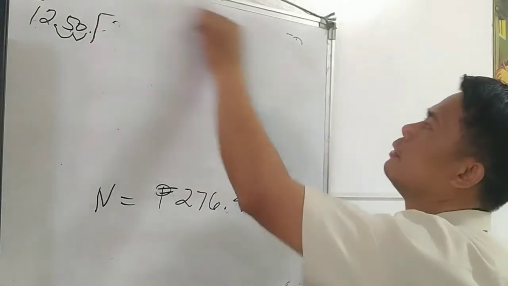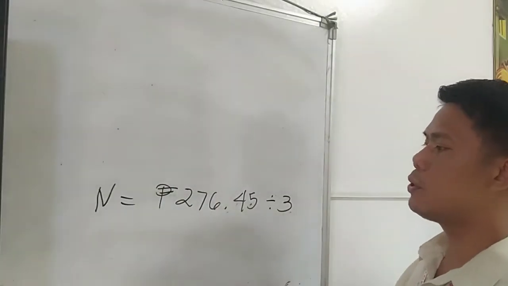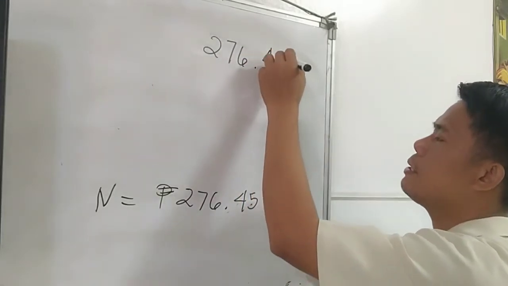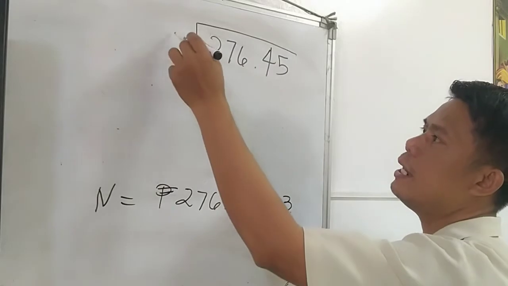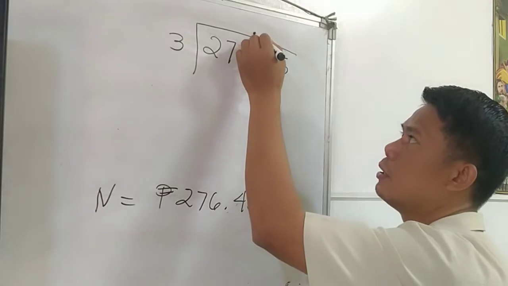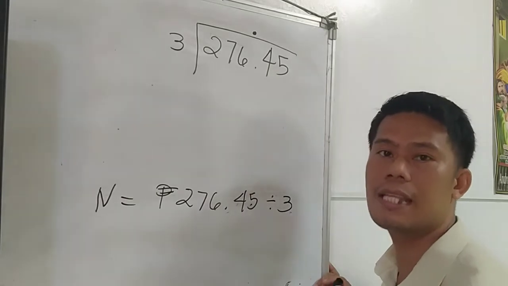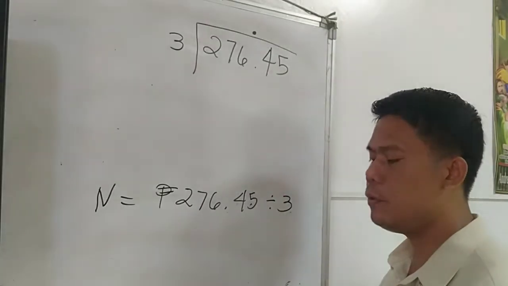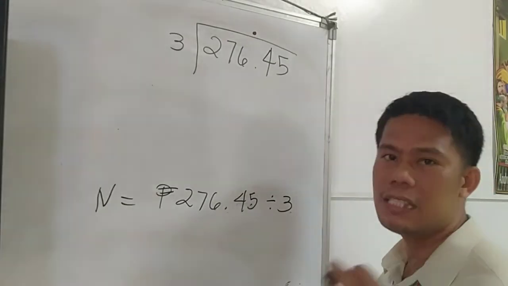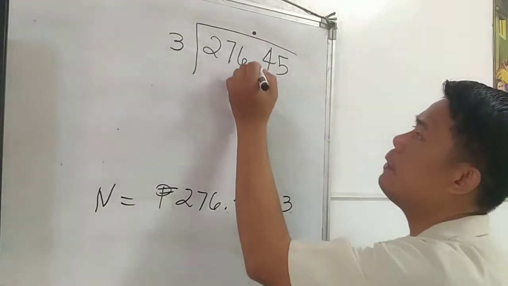But before that, I'm going to be the first to solve. So, let's have 276 pesos and 45 centavos divided by 3. Take note, always write the decimal points aligned. That is what we always do first so we don't get lost with the decimal points. If your decimal points are put in different places, that will become wrong. You will make a mistake. So, let's divide now.